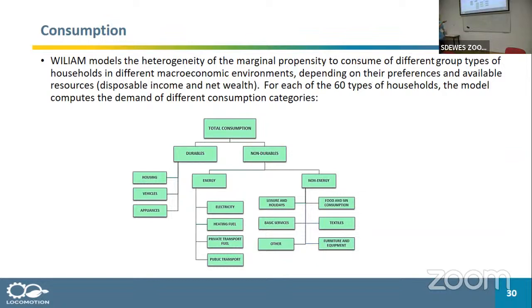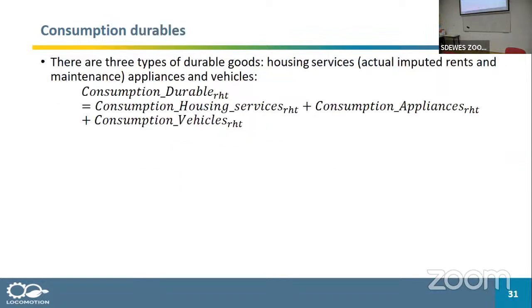And you have leisure, food, textiles, services, furniture, and other certain categories that we have. So, for the durables, we are here on the top of this tree. We have three types of durables: housing services that include actual and imputed rents and maintenance, appliances, and vehicles. So this is the total consumption of durables. We have housing, appliances, and vehicles. We have an equation for each of these.